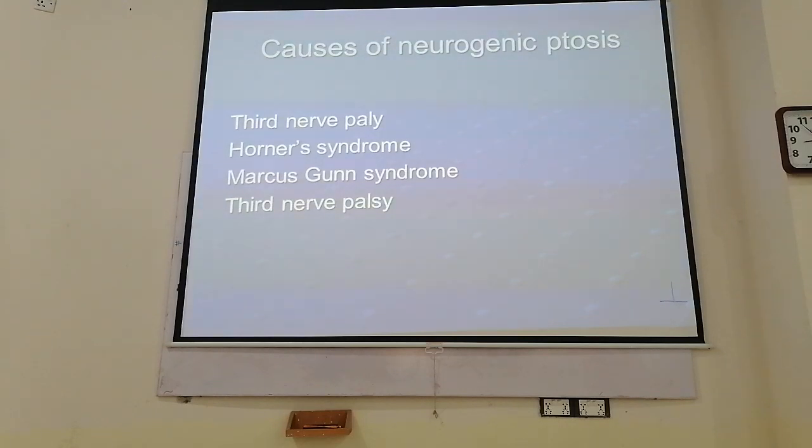Causes of neurogenic ptosis are third nerve palsy, Horner syndrome, Marcus-Gunn jaw-winking syndrome. Horner syndrome you people know already. And Marcus-Gunn jaw winking we will discuss when you come to the bones.